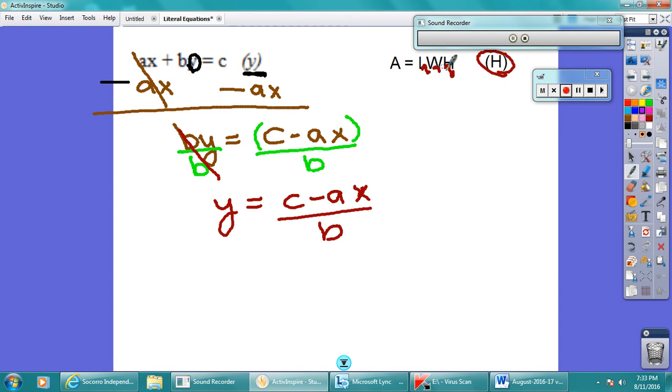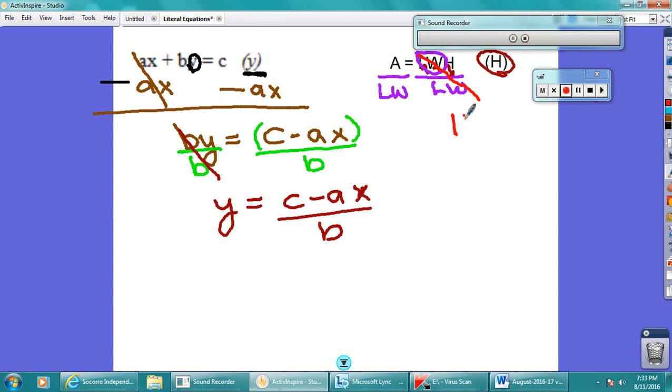In order to get H by itself, since they're all being multiplied together, I'm going to divide by the L and the W. I know that seems strange, but you can take care of both of these at one time. So then, the L and the W cancel. And I'm left with H is equal to A over LW.